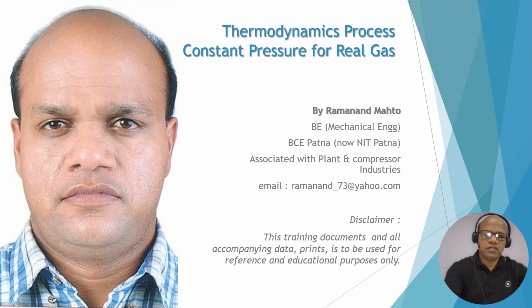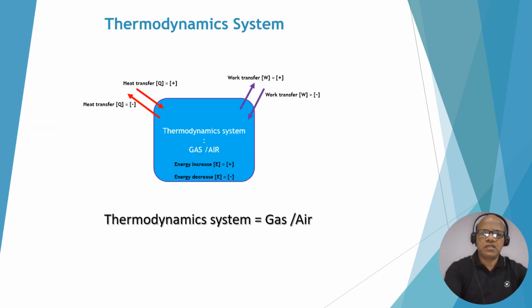So let's begin the discussion about the thermodynamic process for constant pressure. A thermodynamic process at constant pressure is also called an isobaric process. Before that, let's understand the thermodynamic system. A thermodynamic system is defined as a system where heat transfer occurs, energy transfer occurs, and work transfer occurs.